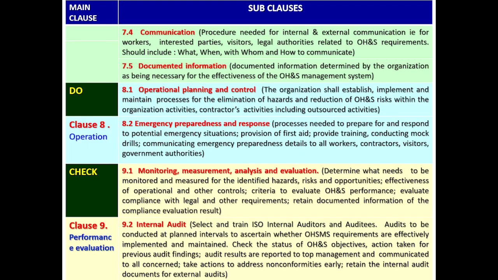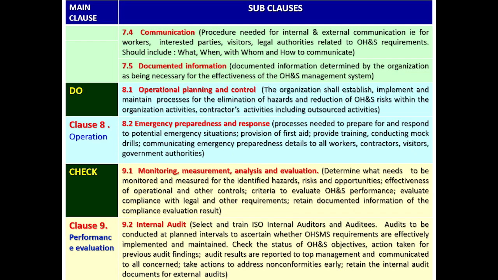7.4 is about communication. A procedure is to be prepared for internal and external communication, that is, for workers, interested parties, visitors and legal authorities related to occupational safety requirements. It should include what, when, with whom, and how to communicate.